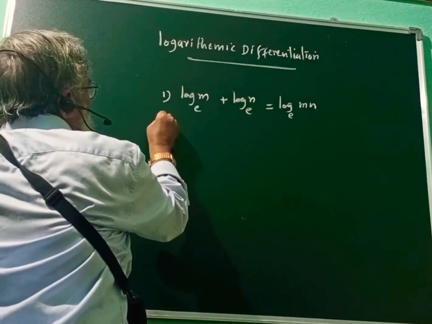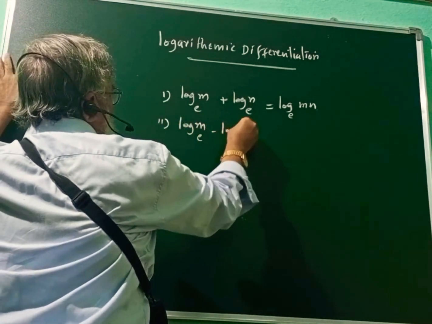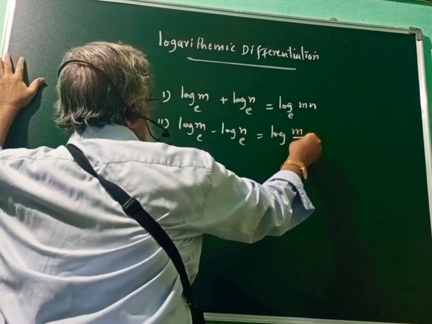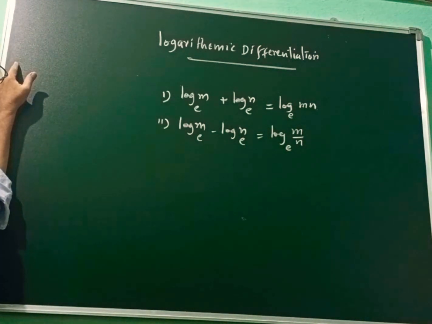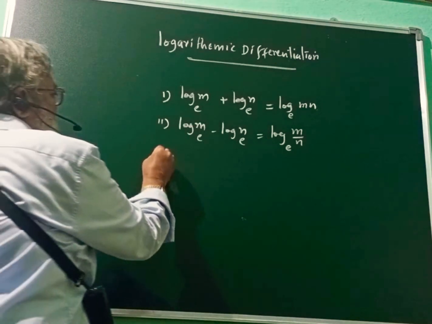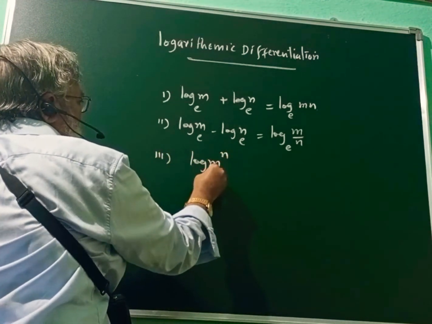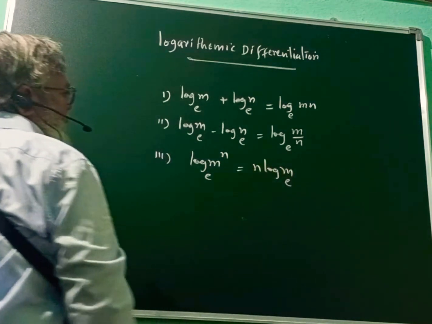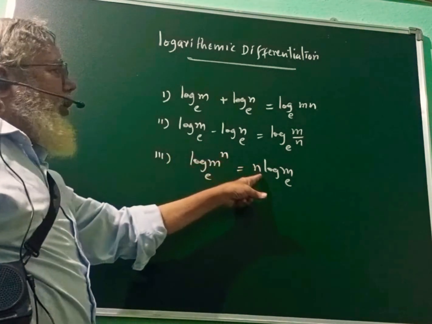Similarly, if there is a different sign, log m to the base e minus log n to the base e can be written as log m by n to the base e. If there is a difference of two logs, it can be combined in one log by taking the division of these two numbers. Similarly, the third one is log m raised to n, to the base e. That is n log m to the base e. See how we are writing: the n is the power of m, so it comes before the log.